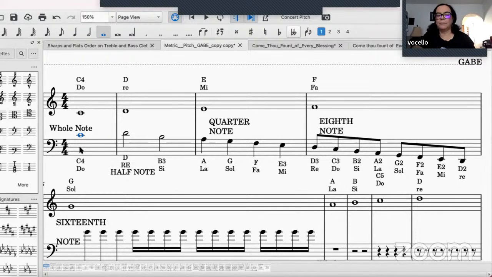Whole note, half note, quarter note, eighth note, 16th note. I'm going to do it twice, okay? Let me put the repeat sign here.